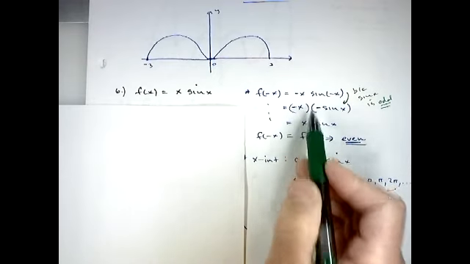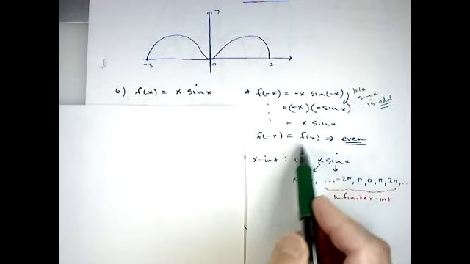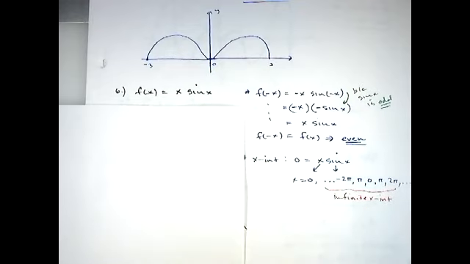These two negatives then make it positive. So we end up with the same function, which means this is an even function. So it's going to be symmetrical about the y-axis.